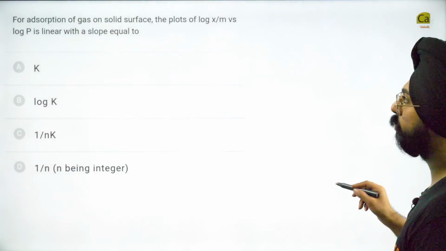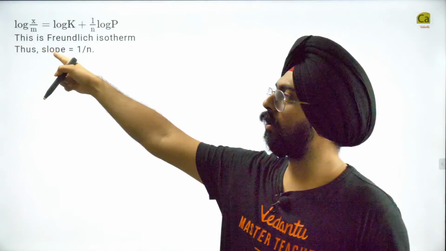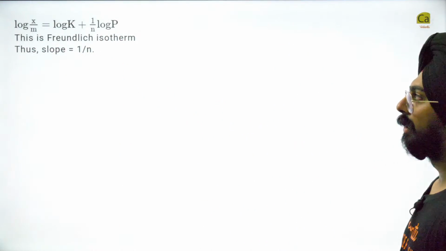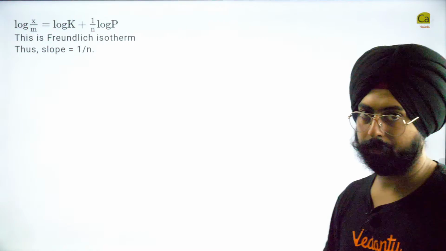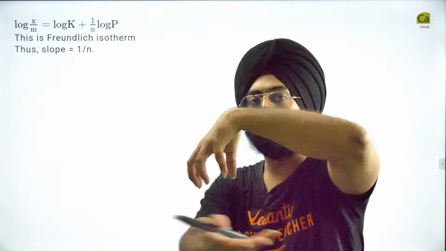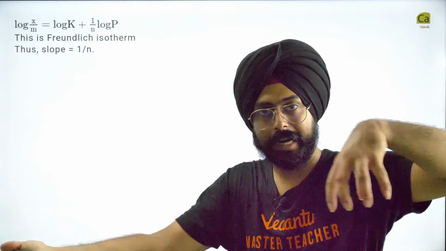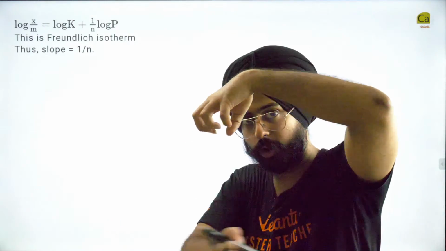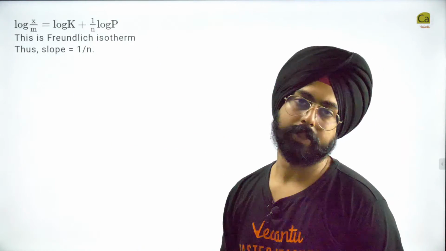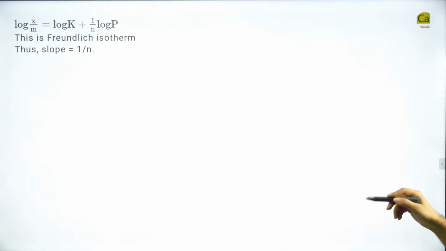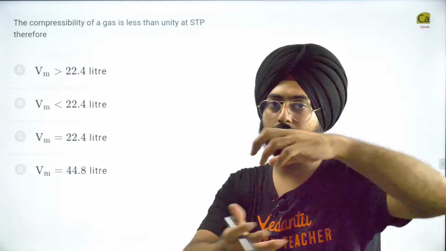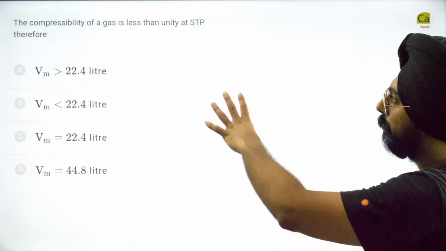If you are confused about the spelling of Freundlich, this is the spelling. Freundlich's isotherm, basic idea from your surface chemistry. x is the amount adsorbed, m is the mass of the adsorbent, k is a constant, p is the pressure, and n is basically an integer. It tells you about the amount of adsorbate on the adsorbent. Let's move ahead, this is in surface chemistry.